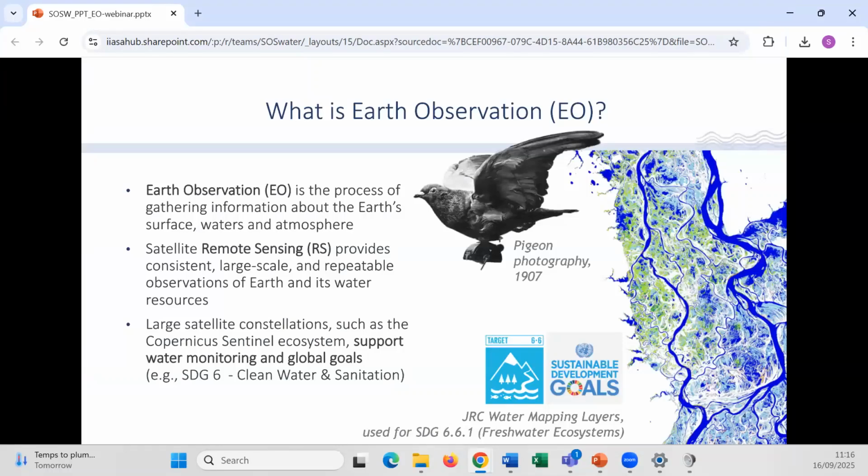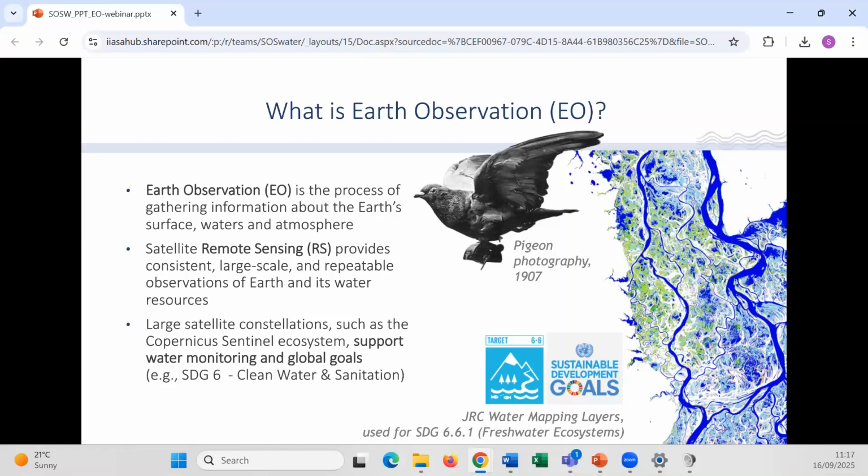To give a definition of EO and the kind of data we use: Earth observation itself is the process of gathering information about the Earth's surface, its waters and its atmosphere. This can be done in many ways. Oftentimes it's synonymous with satellite data, but it can also be, for example, a large network of ground stations that measures temperature and so on. But one of the key tools we have in EO is satellite remote sensing, because it provides a consistent, large-scale and repeatable observation of the Earth and the water resources.